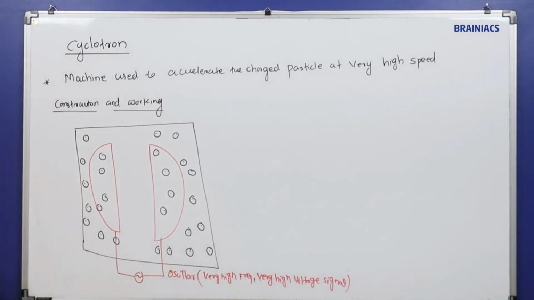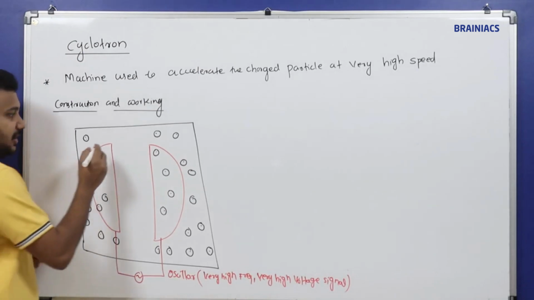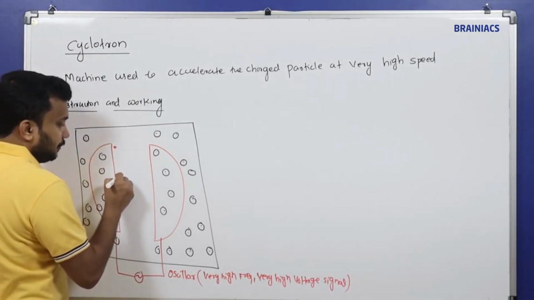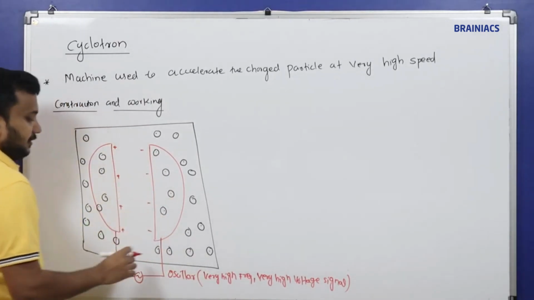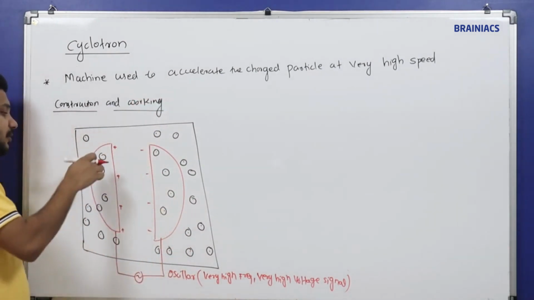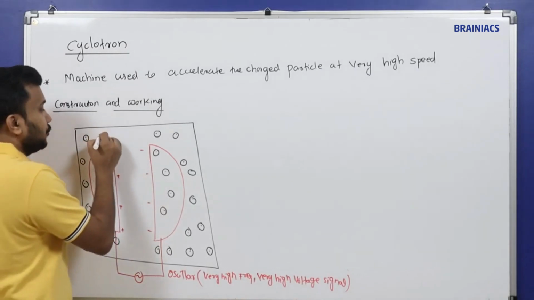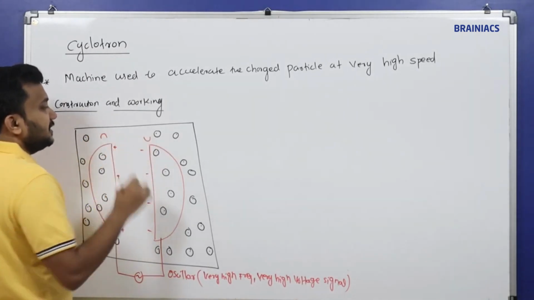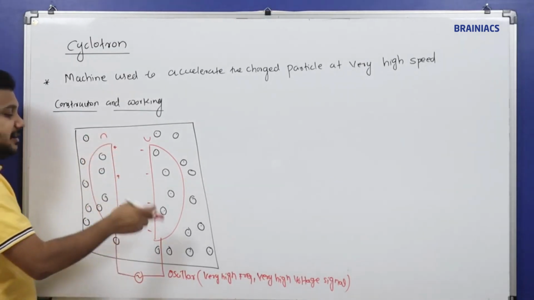If it is producing a very high voltage, then what will happen? This is a positive wave. Initially this plate is positive and this plate is negative. I am assuming a sine wave is coming: initially a positive pulse comes to this one, and at the same time a negative pulse comes to the other. So when the positive pulse comes, this is positive and that is negative.